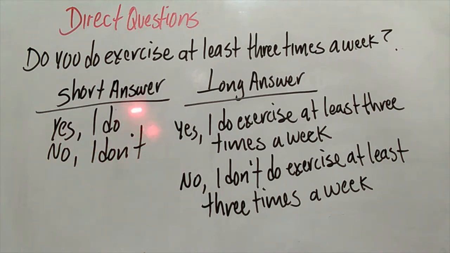And if we want to use the long answer, we want to use this one. For example, it says, do you do exercise at least 3 times a week? We want to use this one. Yes, I do exercise at least 3 times a week. Or, no, I don't do exercise at least 3 times a week. So what is it? Really easy, right? At the moment that somebody asks you this question, you're supposed to respond like this, or if you respond like this, it doesn't matter. That's going to be the same, right?